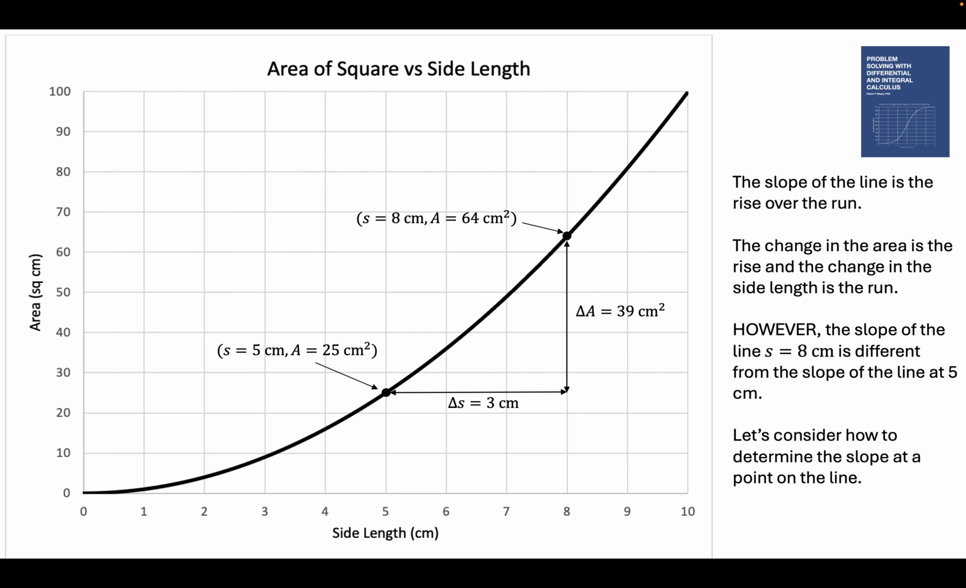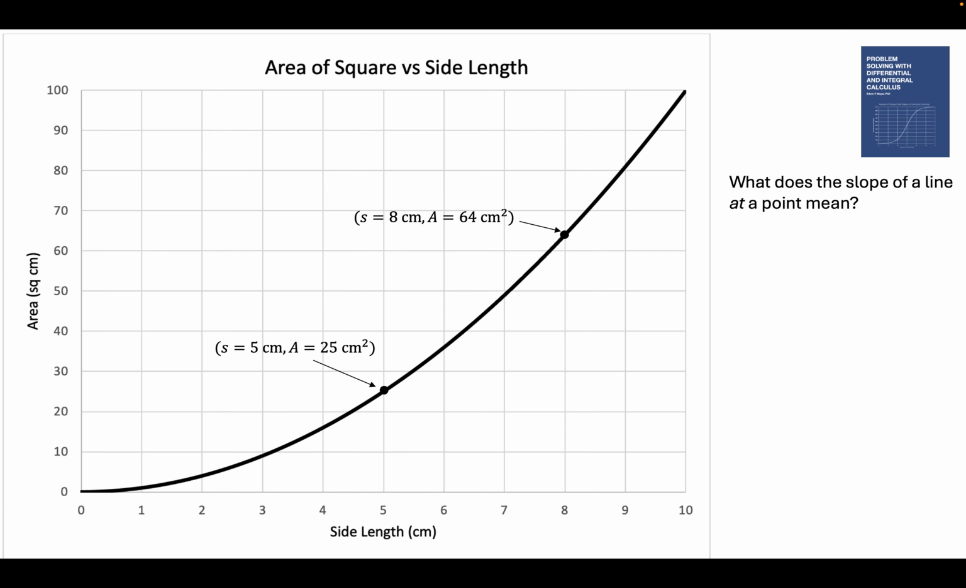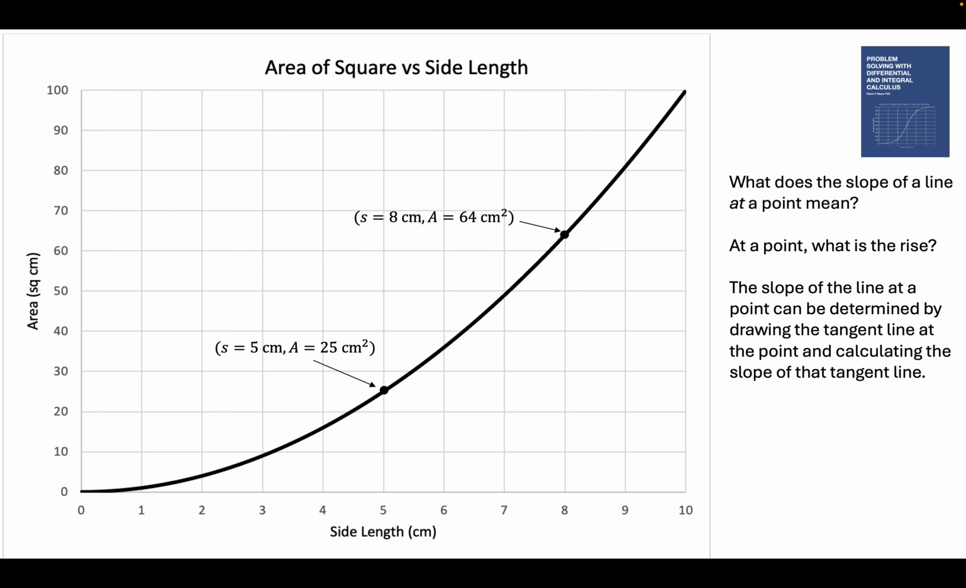So how do we get the slope at a point? What does it even mean? What's the rise at a point? Is there a rise? Is there a run if you're at a point? So what we do is we get the slope by drawing the tangent line at the point. One thing we can do, if we don't know differential calculus, is draw a tangent line. That approximates the slope at the point, like that. So the slope at 5 centimeters is the same as the slope of the tangent line at 5 centimeters.